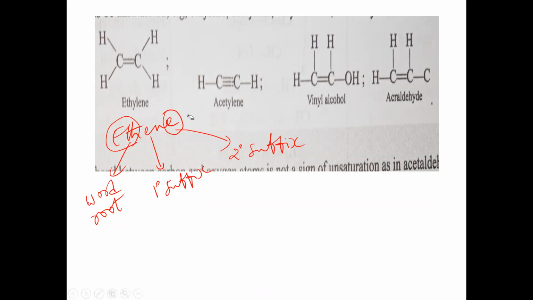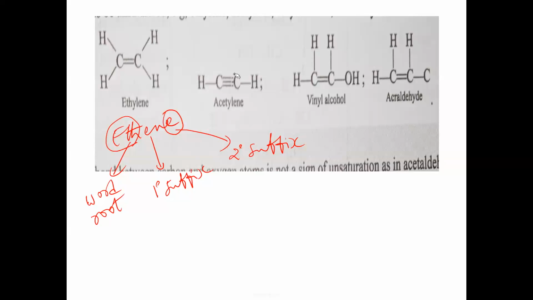So like this, ethene is the IUPAC name, and ethylene is the common name. Now next, acetylene. Acetylene is the common name. And in this, what is the IUPAC name? Tell me.